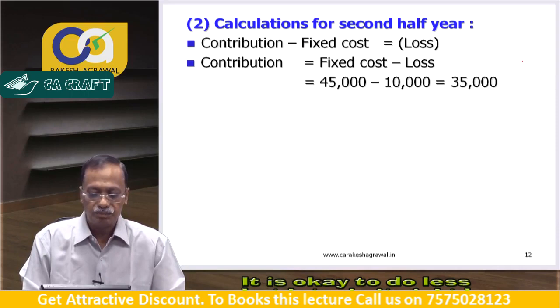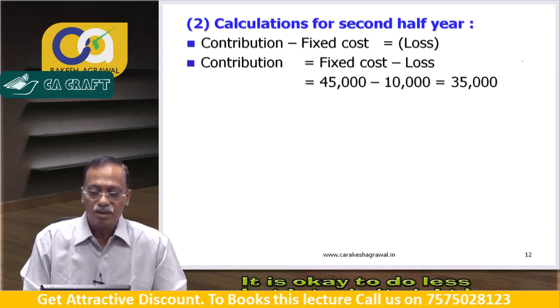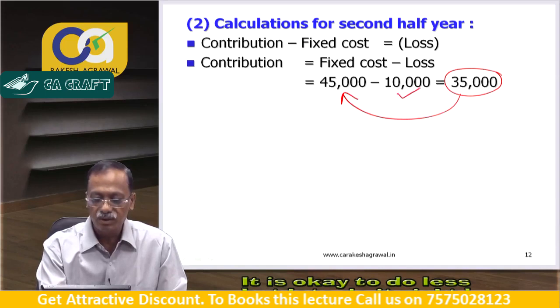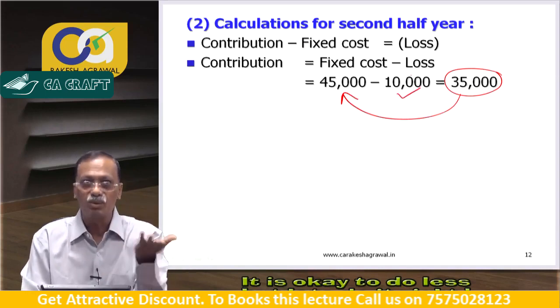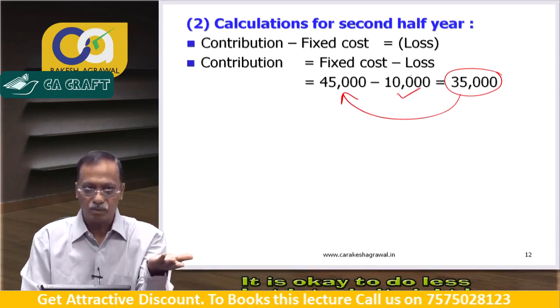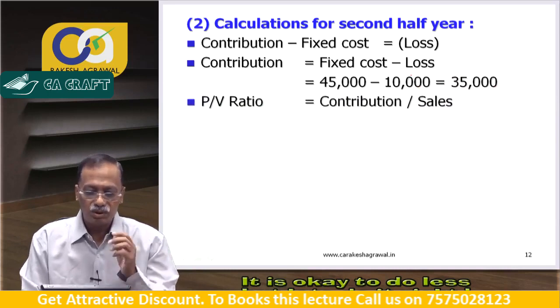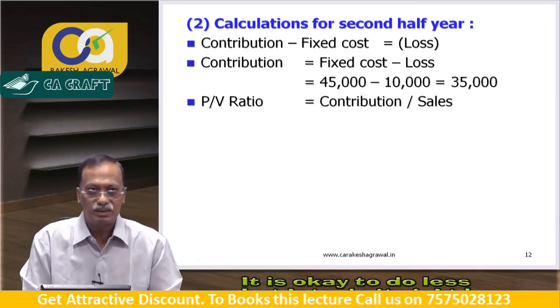is equal to. Now for second half year, the fixed cost is same, that is 45,000, but loss is expected minus 10,000. It means you are able to generate a contribution of 35,000. Actually, your contribution is falling short to recover the fixed cost. It is falling short by how much? 10,000. That is what is the loss. You have earned lesser contribution than fixed cost. You are unable to recover the fixed cost, right, from available contribution. That is why there is a loss. And this is the original formula of PV ratio. PV ratio is equal to contribution divided by sales.